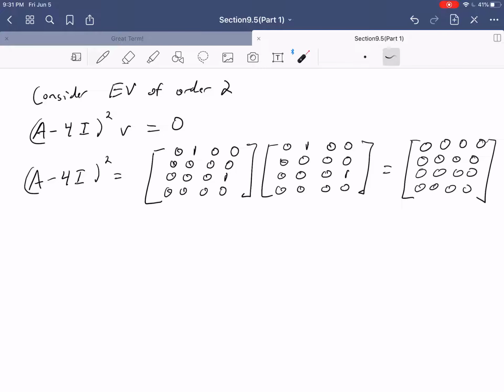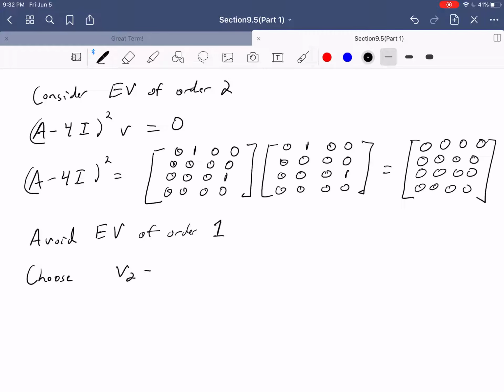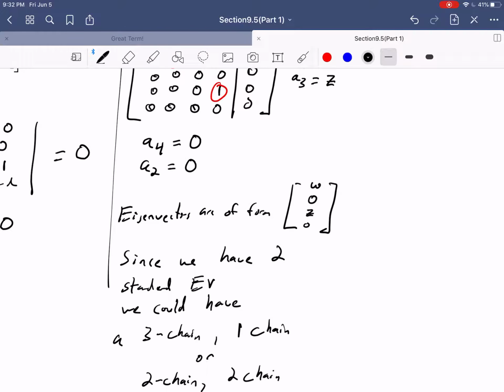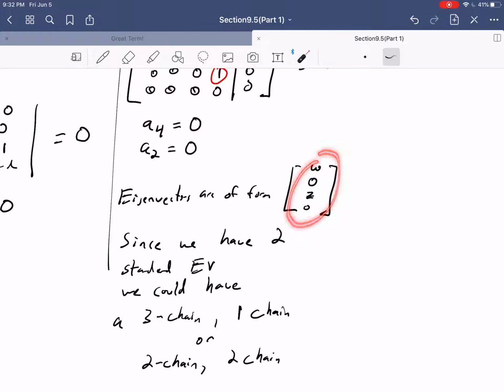So again, that means everything could potentially be an eigenvector of order 2, except the things that are already eigenvectors of order 1. So we should be able to choose 2 different things that are eigenvectors of order 2 as long as we avoid the eigenvectors of order 1. So we want to avoid eigenvectors of order 1. So let's choose V2, since we'll call it, we just need to avoid things that look like this. So why don't we choose something like [0, 1, 0, 0], and maybe [0, 0, 0, 1], things like that.